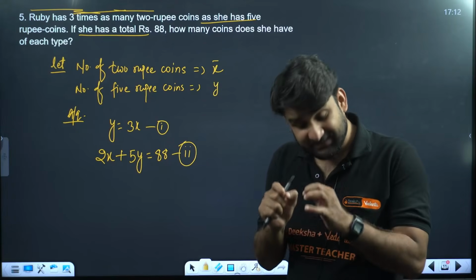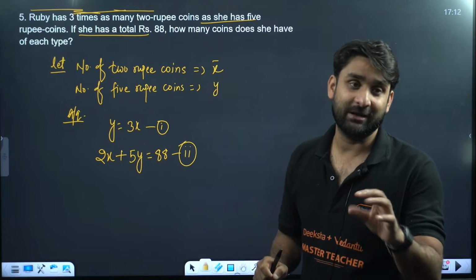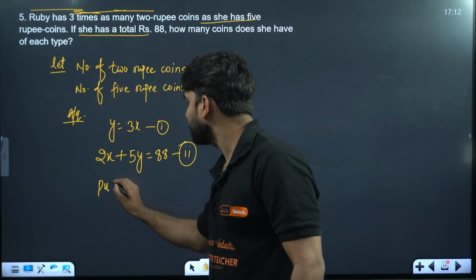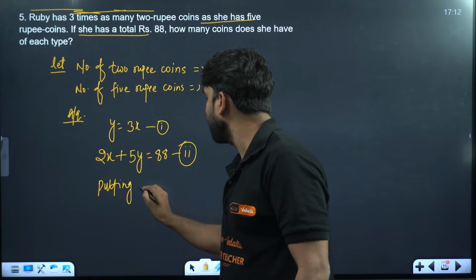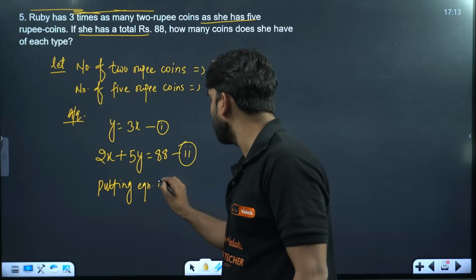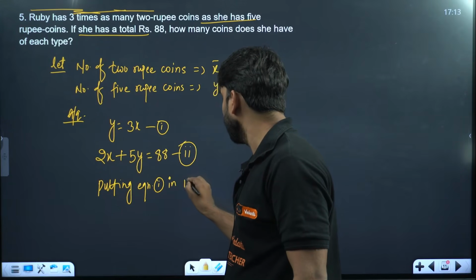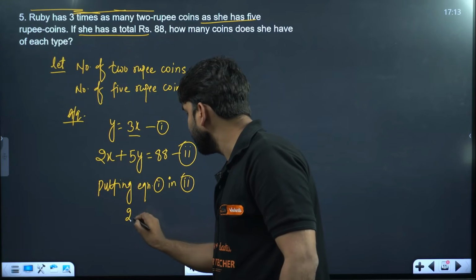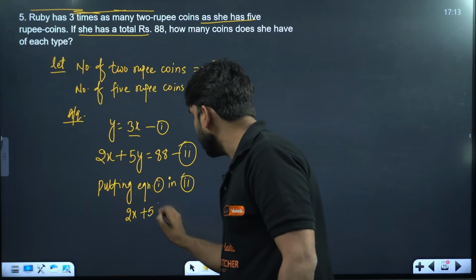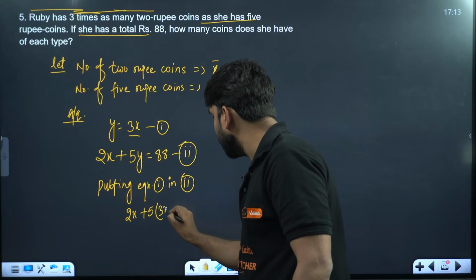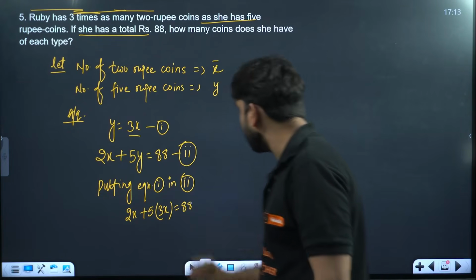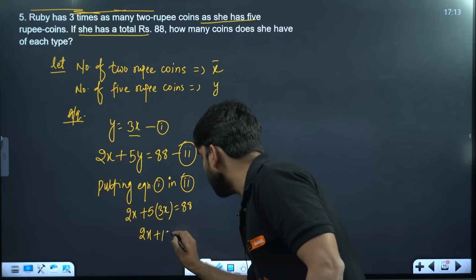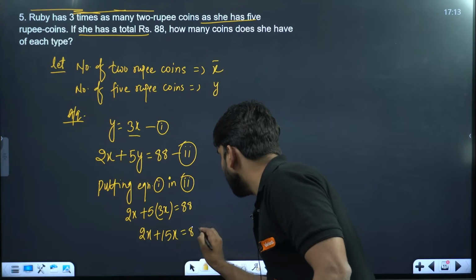Why? Because x and y are the number of coins of each type. Now you have the first equation, you have the second equation. So putting equation number 1 into it, let's put 3x at the place of y. So 2x plus 5 times 3x is equal to 88. Now solve this. On solving this, 5 times 3 is 15x.